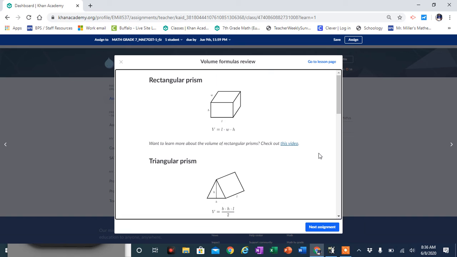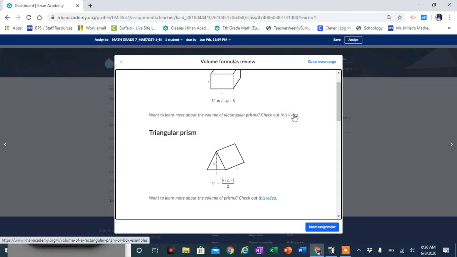So today you are going to be working on volume of spheres, cylinders, and cones. You probably want to go to the volume formulas review, which was one of the assignments listed for today as well. It goes through the formulas for the rectangular prism, which is the volume is the length times width times height. There's a video you can check out if you want to learn more.